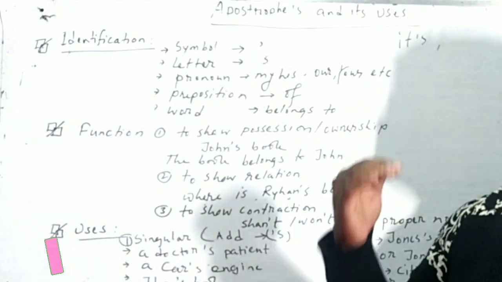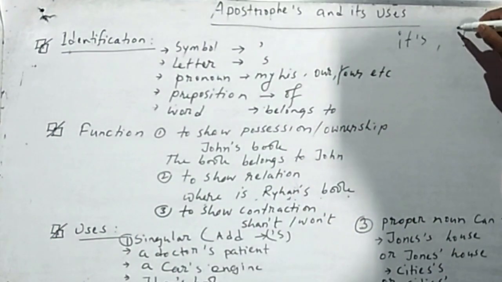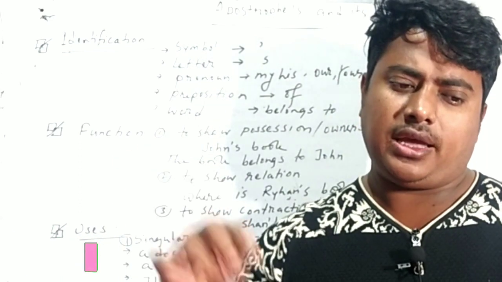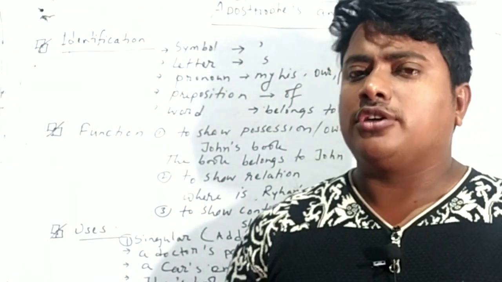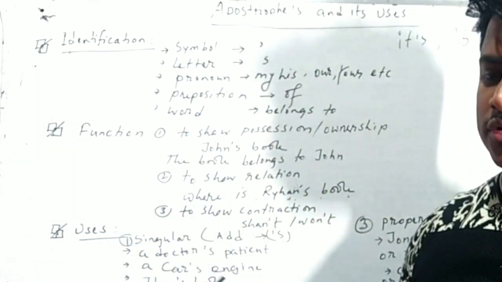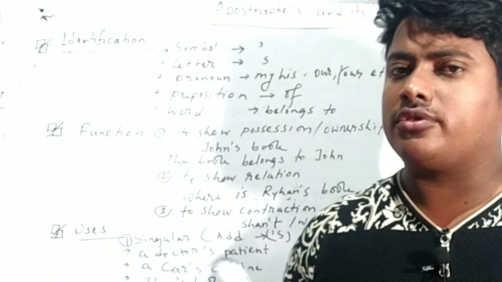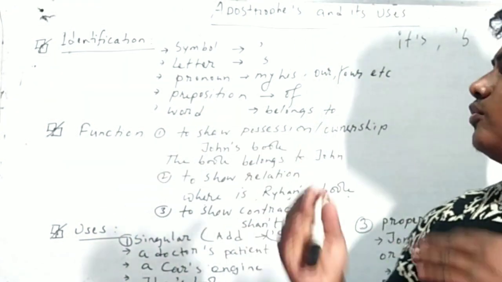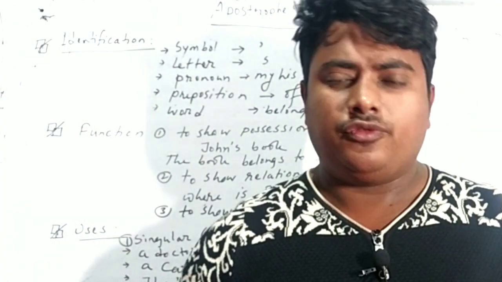Then by letter, sometimes we use apostrophe plus s, or s apostrophe. Both sides are right. Then the function of apostrophe. In some grammar, we see some pronouns: my, his, our, your, their. These work for possessive, ownership, relationship. Then the preposition of works for possessive, and the phrase belongs to also expresses possession.